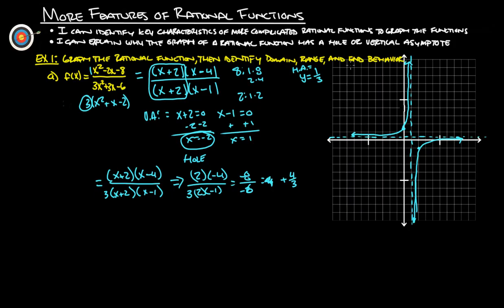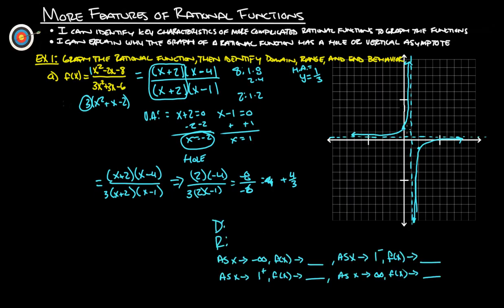Okay? Now, we graphed it. Now find domain, range, and end behavior. Let's write that down. Okay, so here we go. Domain and range. It goes forever to the left, forever to the right, everything except for 1. So we do all real numbers not equal to 1. And then the range goes forever up, forever down. It just never hits 1/3. So it's going to be all real numbers not equal to 1/3.